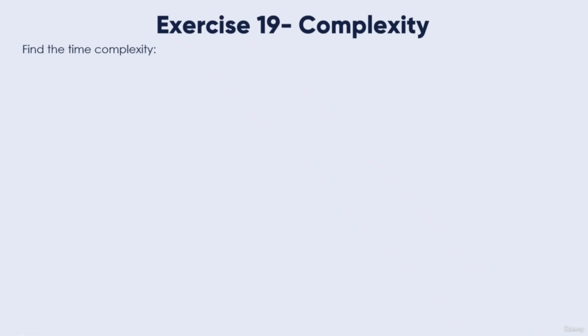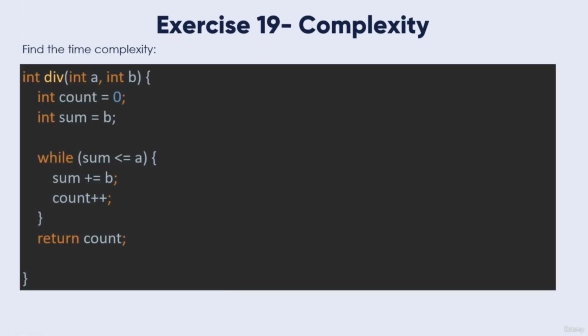Hello, my friends, and welcome to exercise number 19. We are asked to find the time complexity of this function. It's called div. It takes 2 parameters a and b, and we are going to calculate the division. Before we start, please try to pause the video and try to solve this exercise on your own on paper and comment your answer in the comments below. Waiting for your questions and answers.